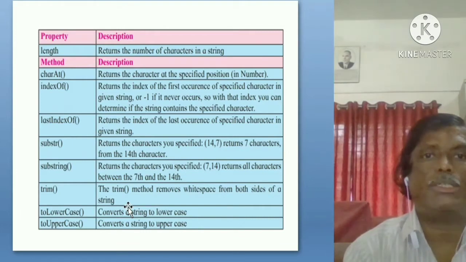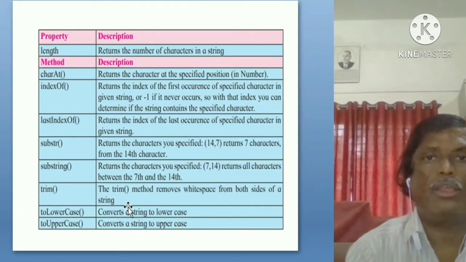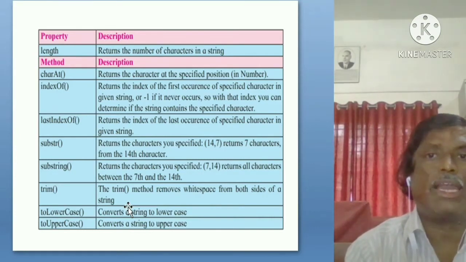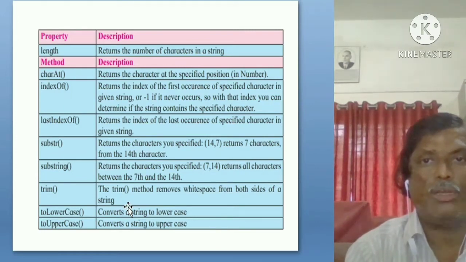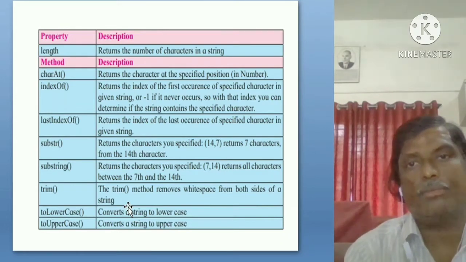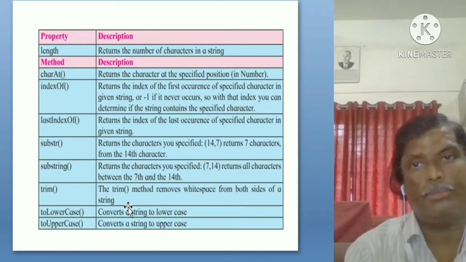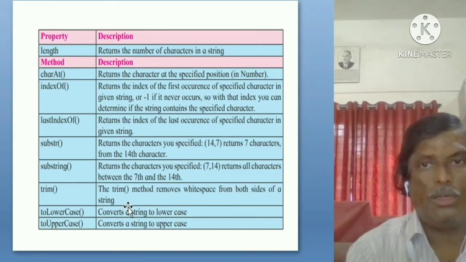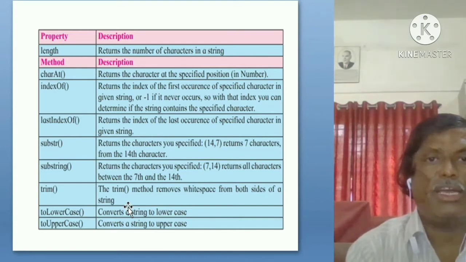Now, see the first method, charAt. This charAt method returns the character at the specified position. Now, these characters are written in a number. It gives you the position, meaning it returns the number where the character is. It may be at position 1, 2, 3, etc. Then the next method, indexOf.